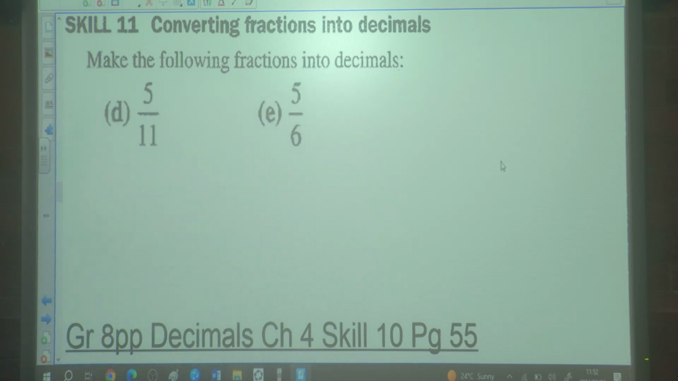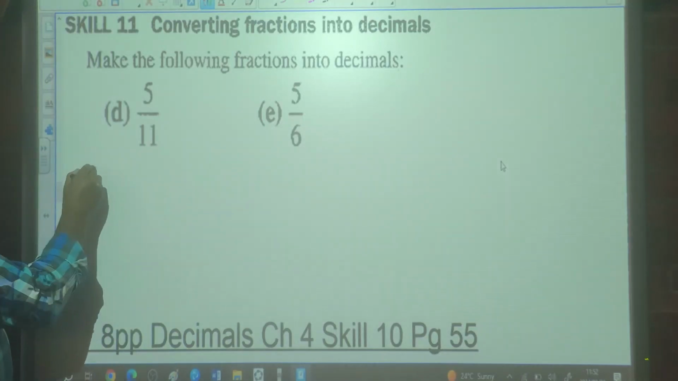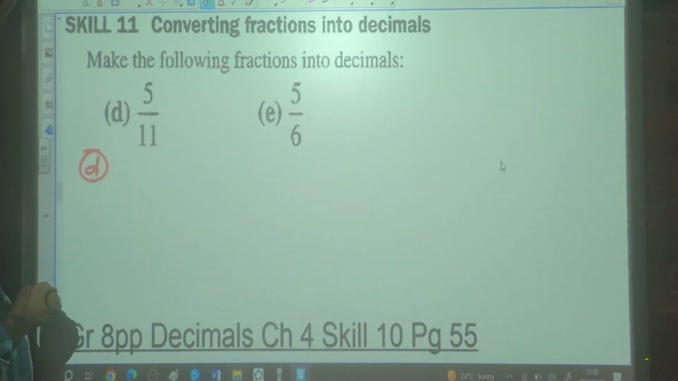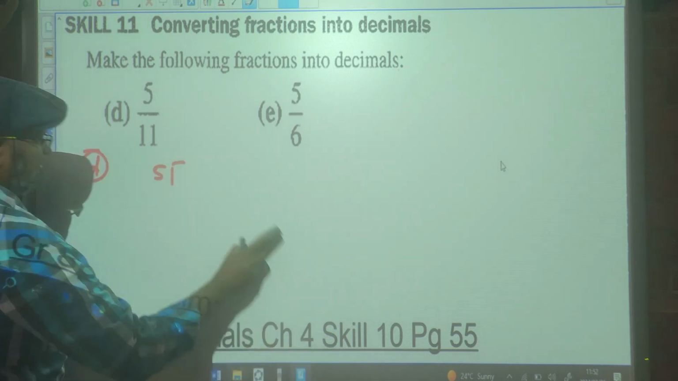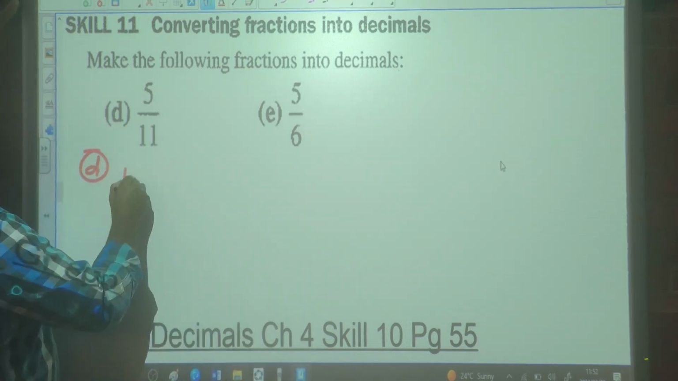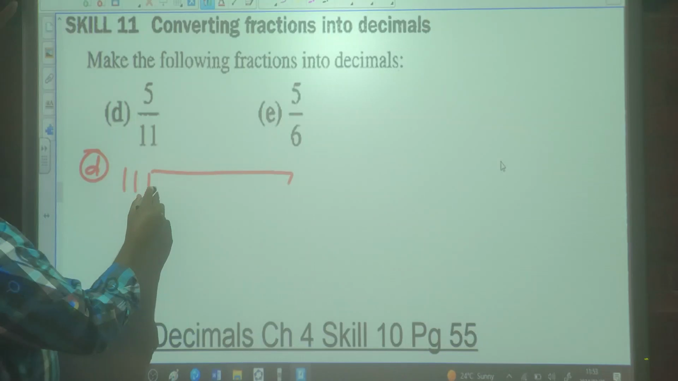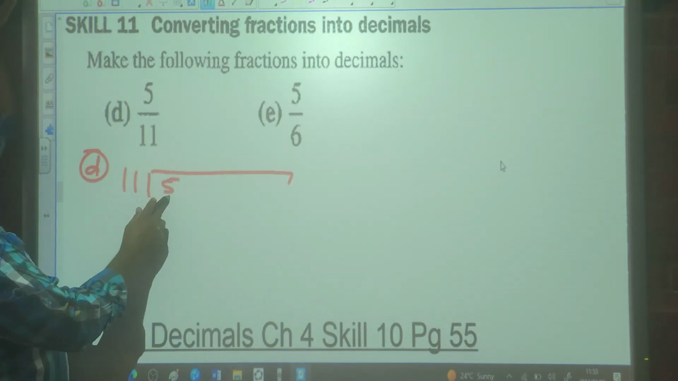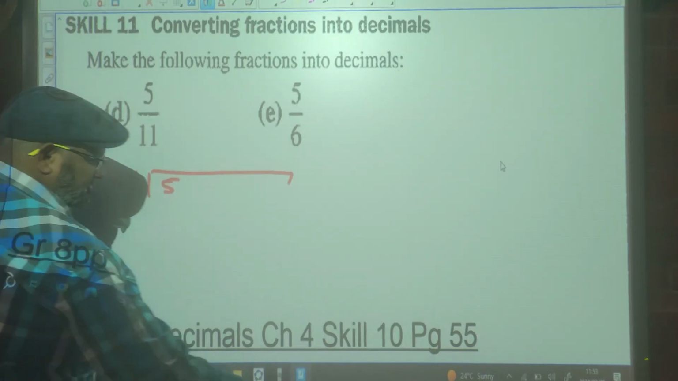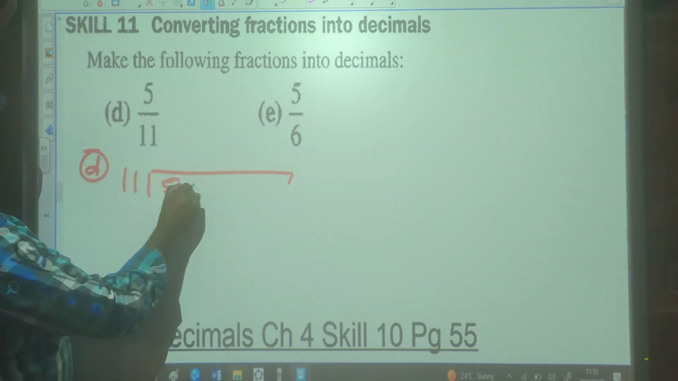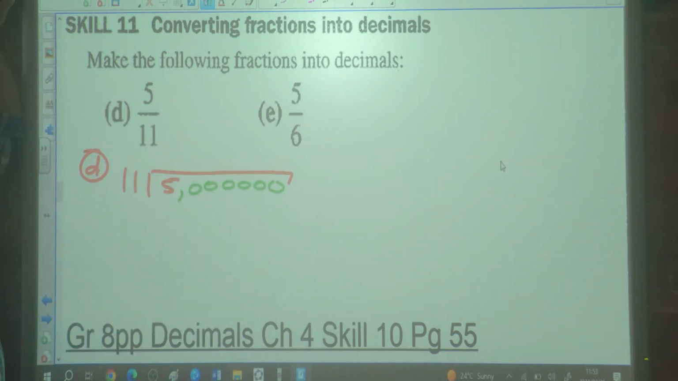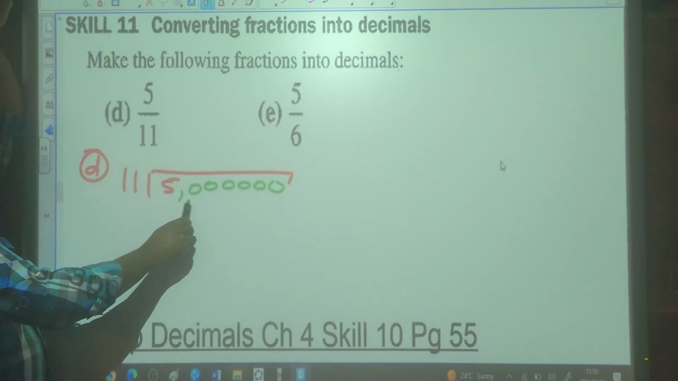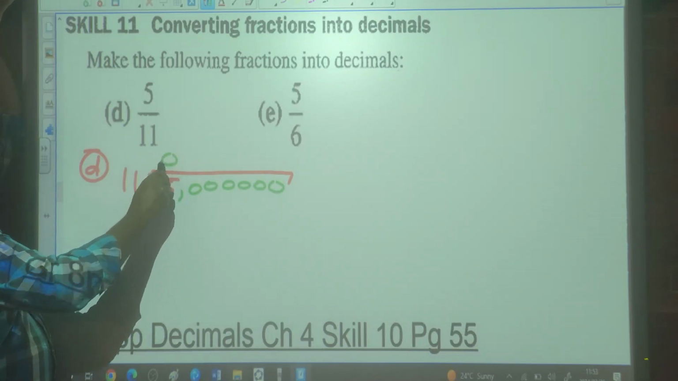People, let's look at D. Okay, we've got 8 minutes before the lights go off. Alright? So in other words, it's going to be 5 must be divided by 11. Okay. People, can 11 go into 5? So what do we do? Add a couple of zeros. Did that change anything? No. The number is now 50.